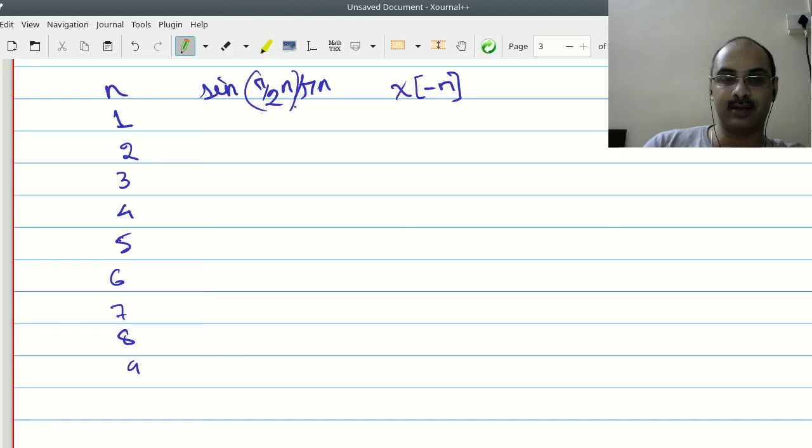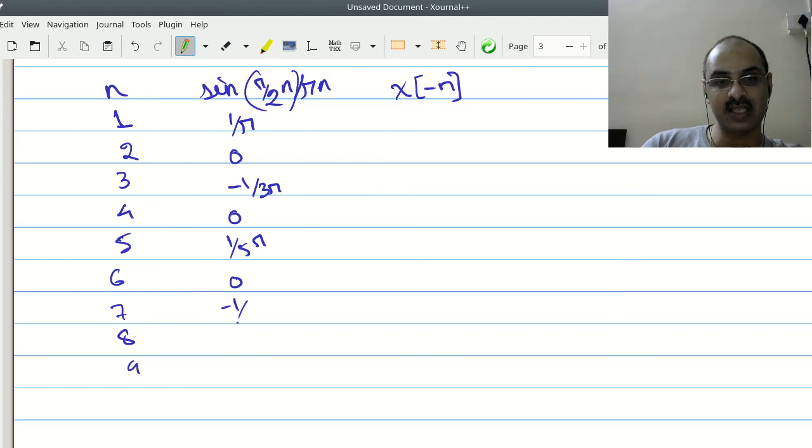So sin(pi by 2 n) upon pi n. When n is 1, it's sin(pi by 2), it's going to be 1 upon pi. When n is 2, I get 0. When n is 3, sin(3 pi by 2) is minus 1, so I get minus 1 by 3 pi. When n is 4, I get 0. When n is 5, I get 1 by 5 pi, 6, 0, minus 1 by 7 pi, 0, 1 by 9 pi, and so on. So the pattern is really clear. For 1, 5, 9, I get positive. For 3, 7, 11, I get negative values.